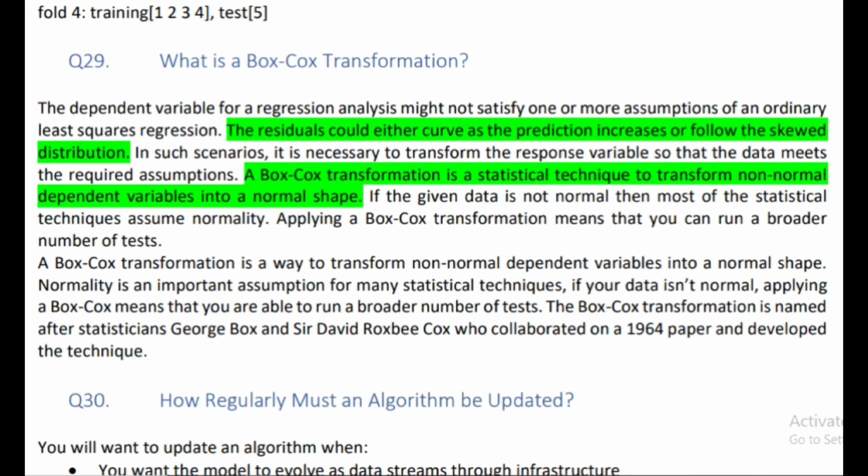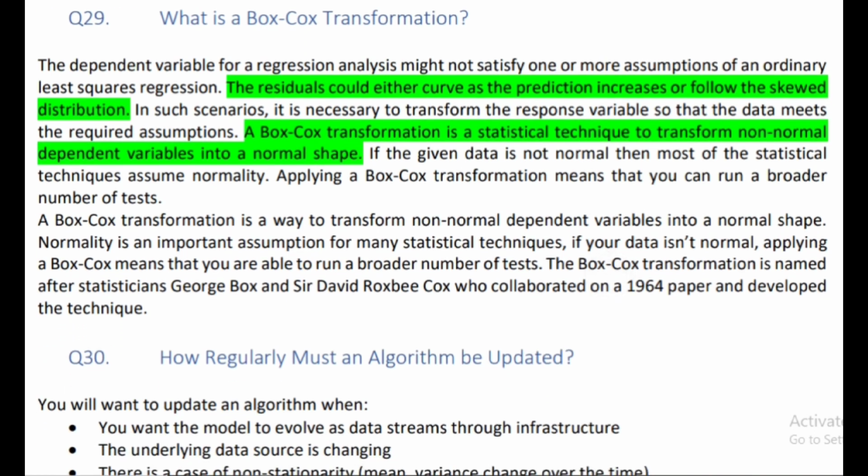Question number 29. What is a Box-Cox transformation? The dependent variable for a regression analysis might not satisfy one or more assumptions of an ordinary least squares regression. The residuals could either curve as the prediction increases or follow a skewed distribution. In such a scenario, it is necessary to transform the response variable so that the data meets the required assumptions. A Box-Cox transformation is a statistical technique to transform non-normal dependent variables into a normal shape.